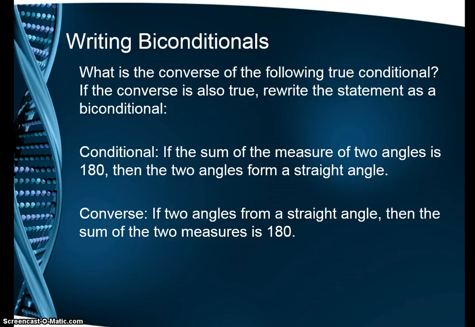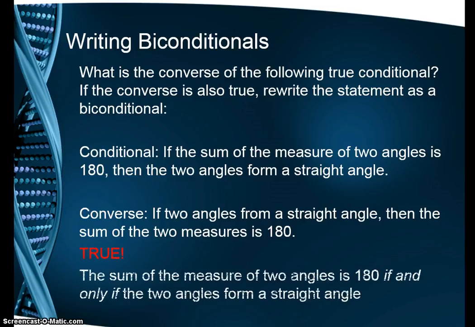So since these two statements are the true ones, we can now write a biconditional. What I want you to note is that I no longer say if this, then this. Instead, I start with the original hypothesis. In other words, the sum of the measures of two angles is 180. As I can see right here, the sum of the measures of the two angles is 180. And here comes the new part: if and only if the two angles form a straight angle.